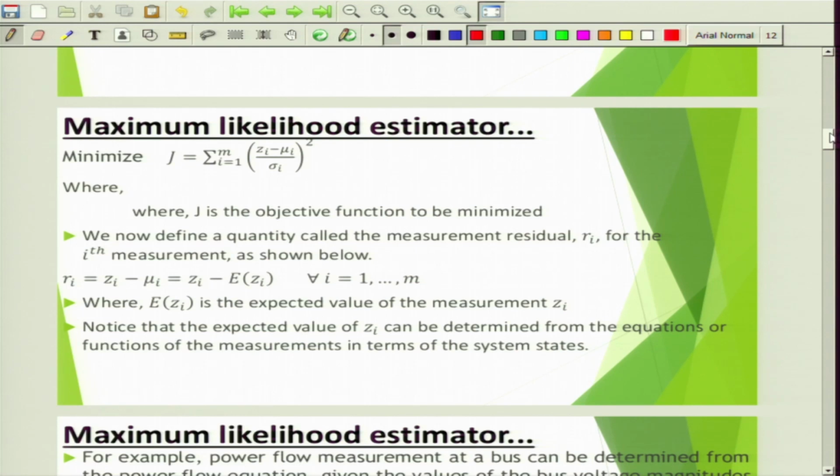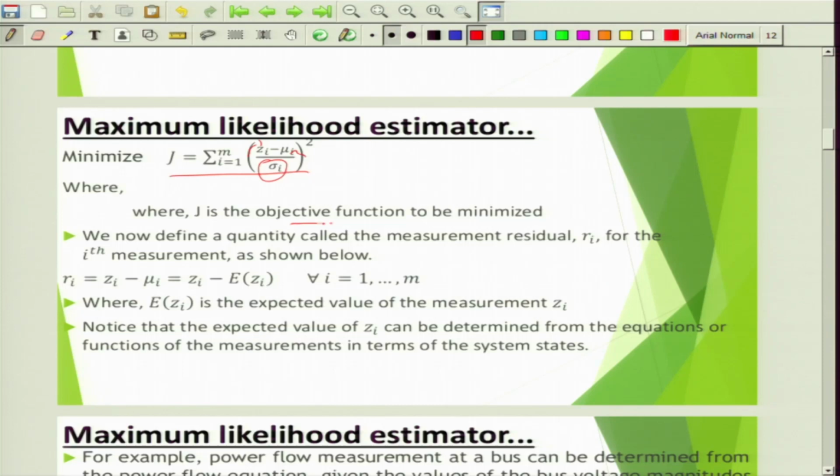So let us find out the maximum likelihood estimator. So the objective is to minimize this. What is this? This is a measurement value, this is the average, this is the standard deviation, right. This needs to be minimized. So we have discussed in greater detail about the Gaussian distribution and how the data should be closely present with respect to the true value, right.